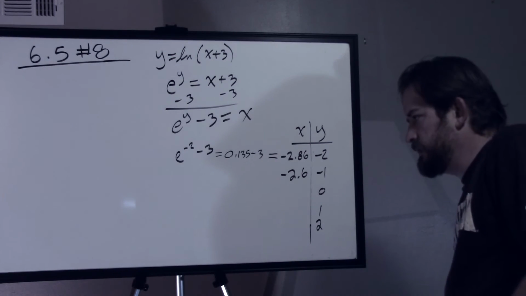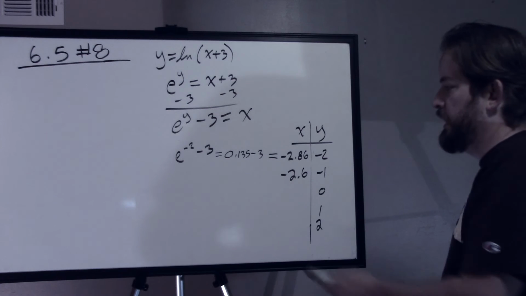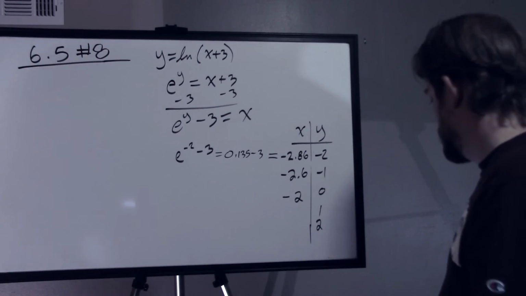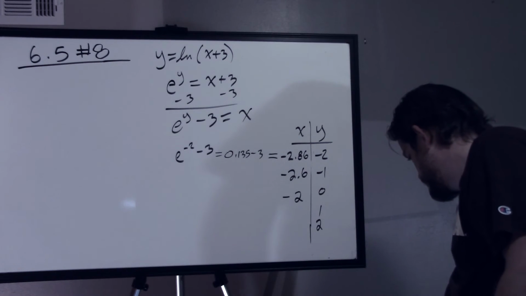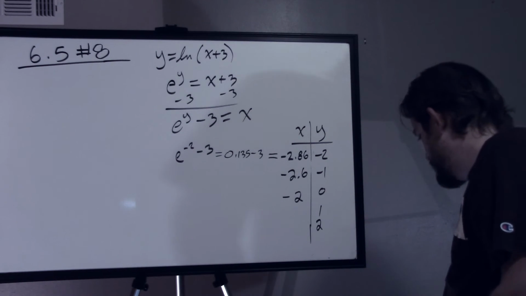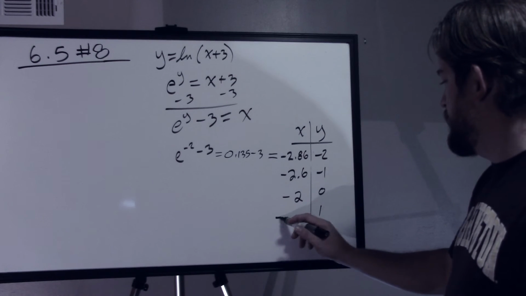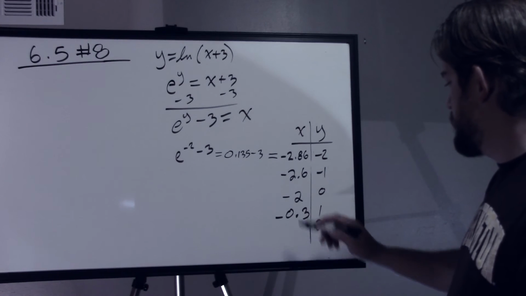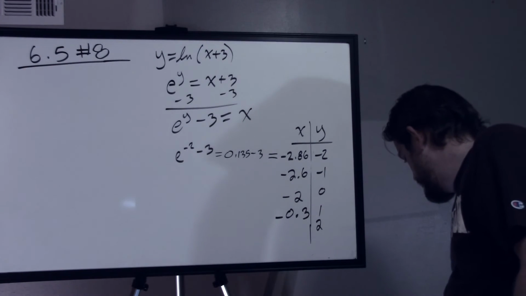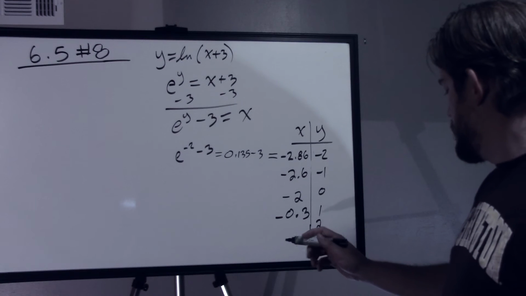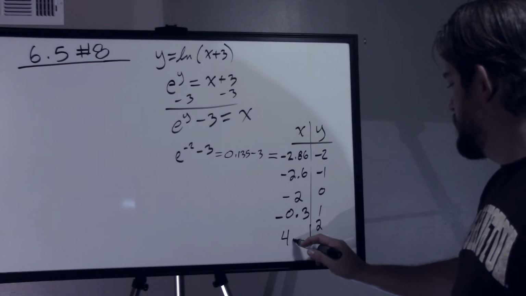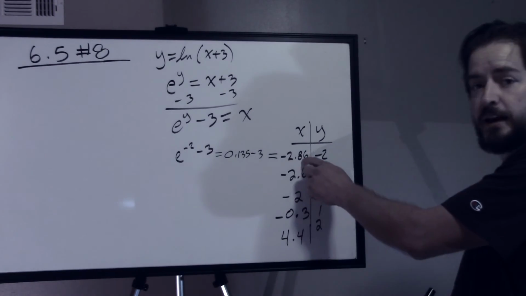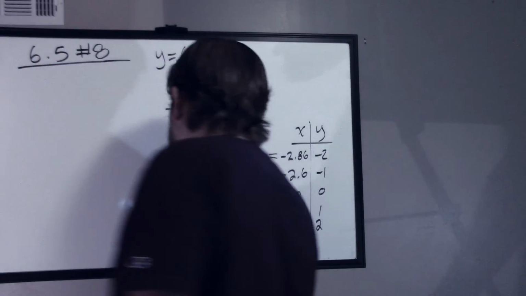And then e to the 0 is 1, so minus 3 would give me minus 2. e to the 1 minus 3 gives me negative 0.28 or 0.3-ish. And then e to the 2 is going to give me 4.389, so like 4.4, somewhere around there. I can graph these with my x and y values.